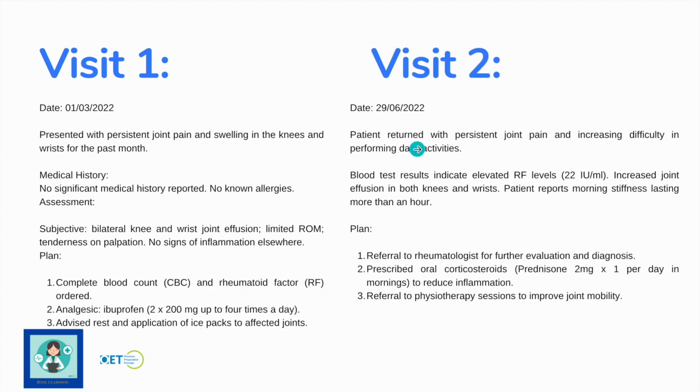Visit number 2, we can see the patient has come back to you 3 months later and they have returned with persistent pain and increasing difficulty. The blood test results that you ordered indicate elevated RF levels. We have the amount here. You can see increased joint effusion and the patient's now reporting stiffness lasting more than an hour. So your plan of action is to refer this patient to a rheumatologist who you're going to write to. You're going to prescribe oral corticosteroids and you're going to refer the patient to physiotherapy.